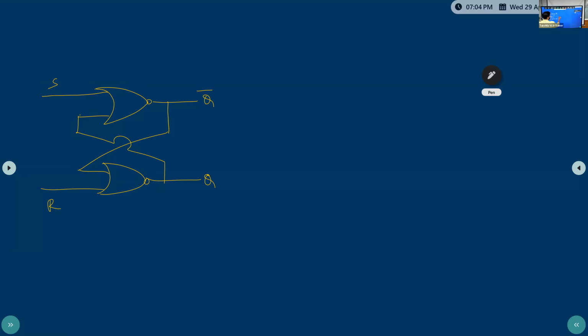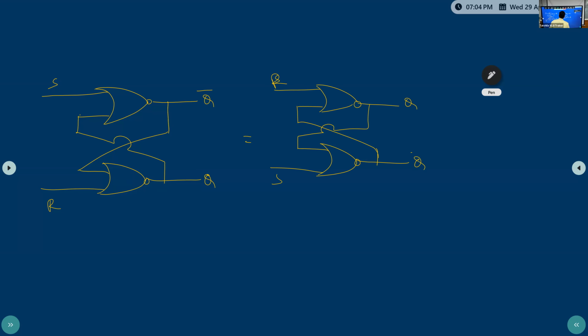This circuit is equal to this circuit is equal to S. Sorry, R S. Q bar. Both are equal. Okay, so here S R they given, here R and S they given.